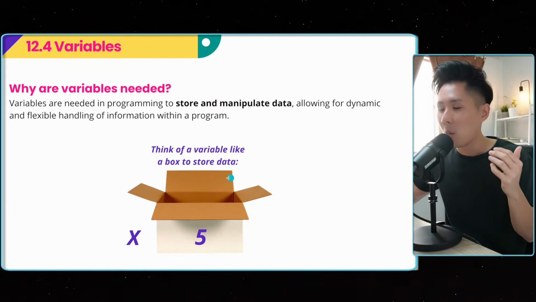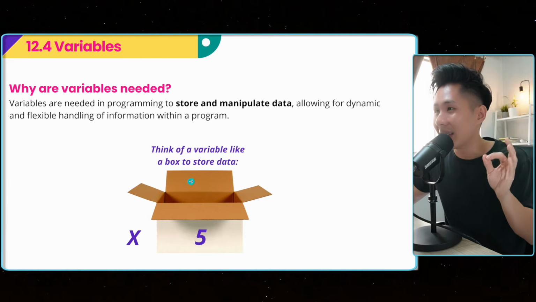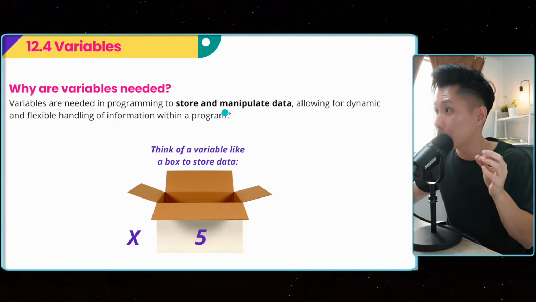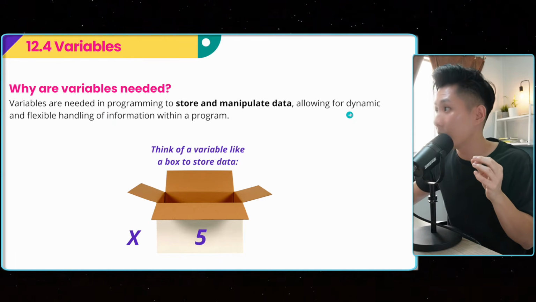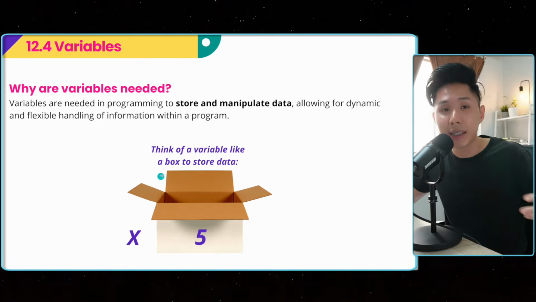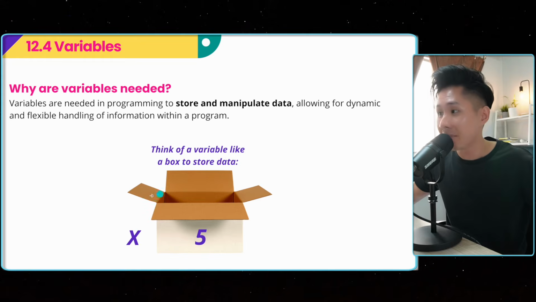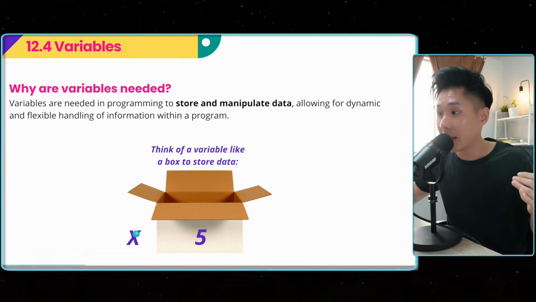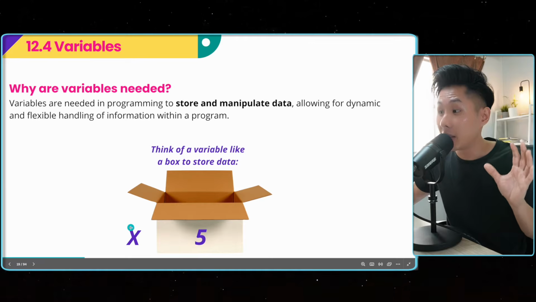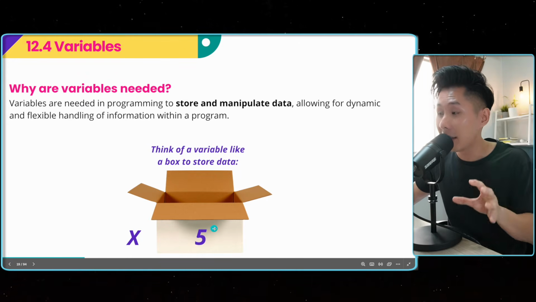So now, let's look into what variables are. This is the key item in an algorithm. Variables are needed in programming to store and manipulate data, allowing for dynamic and flexible handling of information within a program. I like to say this, that is, think of a variable like a box to store data. And this box has a name, and this is what we call a variable identifier. So in this case, I'm saying the variable X has the value 5.